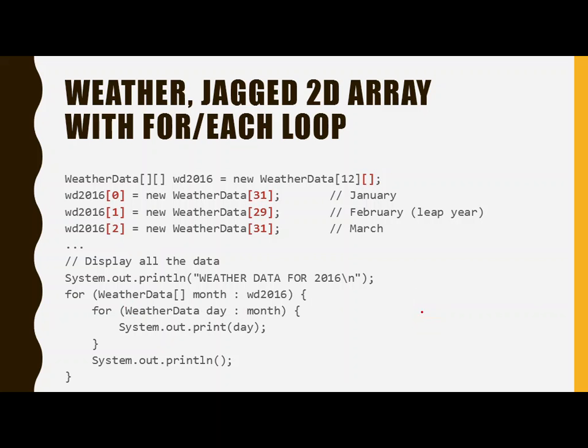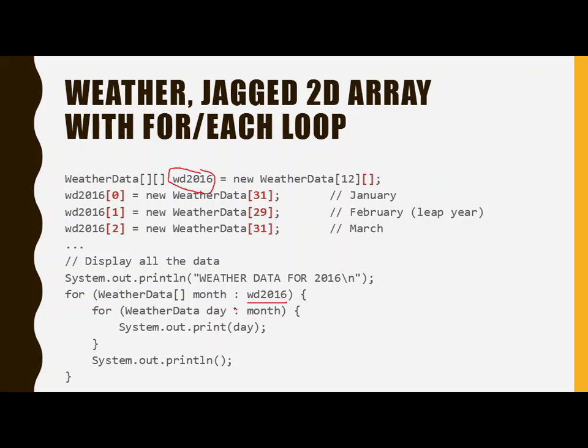Well, I love me some for each loops, so look how easy it is here. Remember, this is the collection name, so the collection itself is this whole thing, weather day 2016. So I loop through that. Each one of the elements in that is an array of months, or weather days, sorry. It's an array of weather days, and I'm going to call the variable month because that's going to loop through each month.